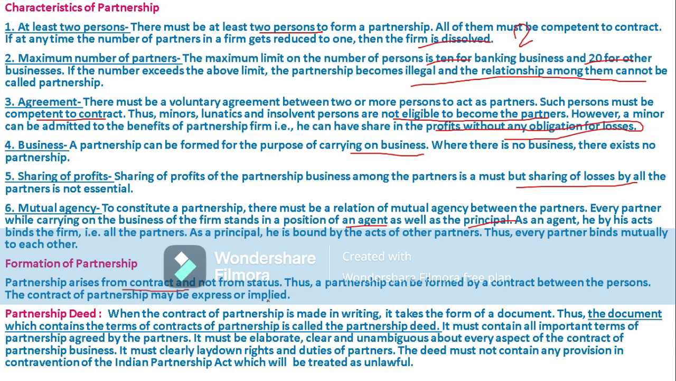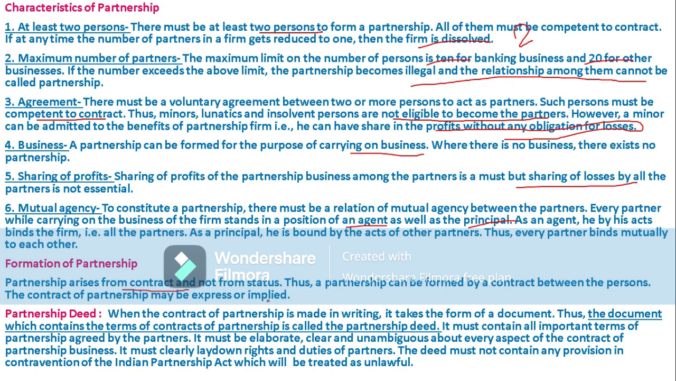That is known as express contract, meaning an oral or written arrangement is made. If we see implied, an implied contract is found by circumstances or the actions of the parties. That is known as implied. So the partnership form may be either in express form or in implied form.